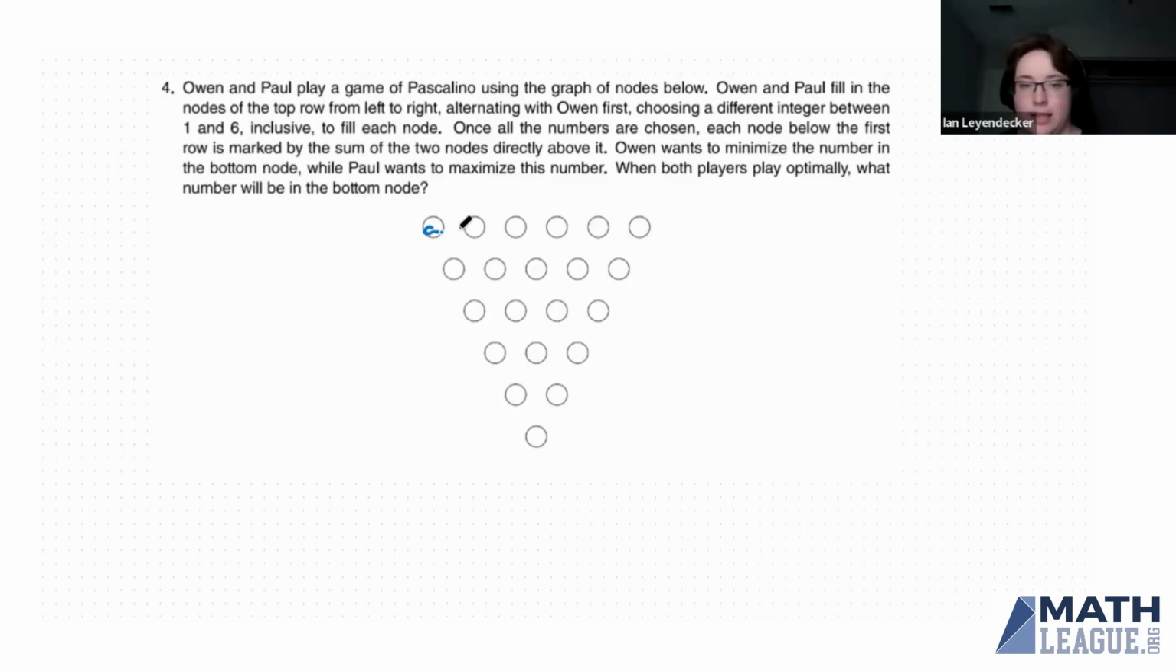Well, first of all, if we label these A, B, C, D, E, and F, then we can start labeling all of these points below. So this is going to be A plus B, B plus C, C plus D, D plus E, E plus F. I'm not going to add through the entire triangle. However, if you do follow that process, adding together each of the two nodes above a particular point to find that point's value, all the way down to this bottom node, you're going to find that this bottom node is going to, no matter what, have a value of A plus 5B plus 10C plus 10D plus 5E plus F.